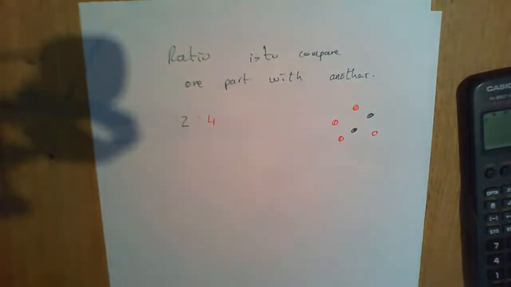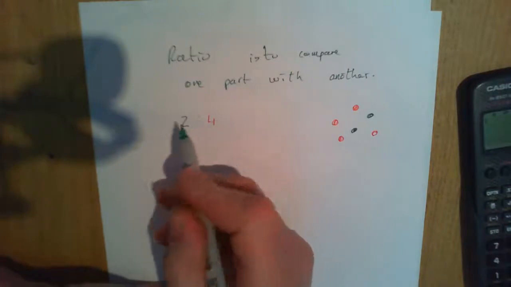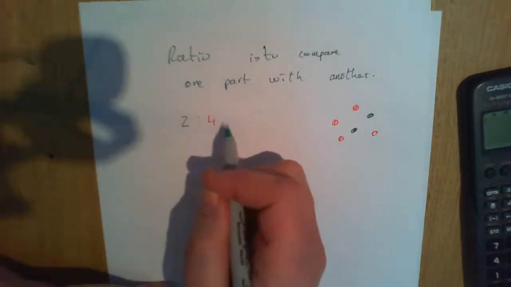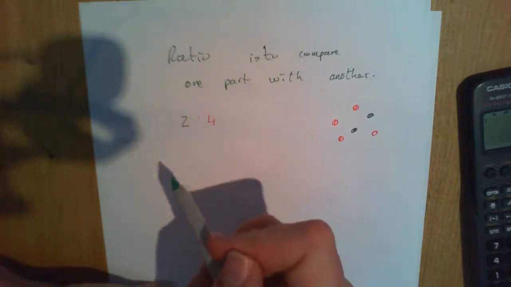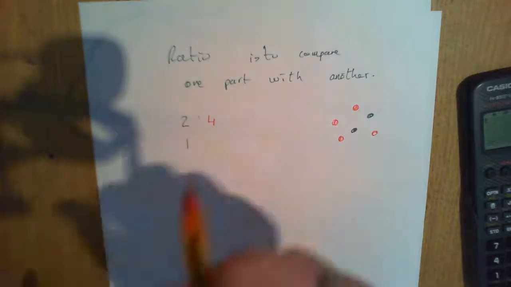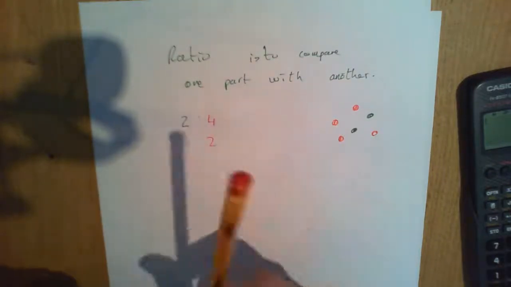Now, of course, with ratios, and this is very important, you must put them into their lowest whole number ratio. So you divide across by the highest common factor. In this case, it's 2. So that's 1 is to 2.